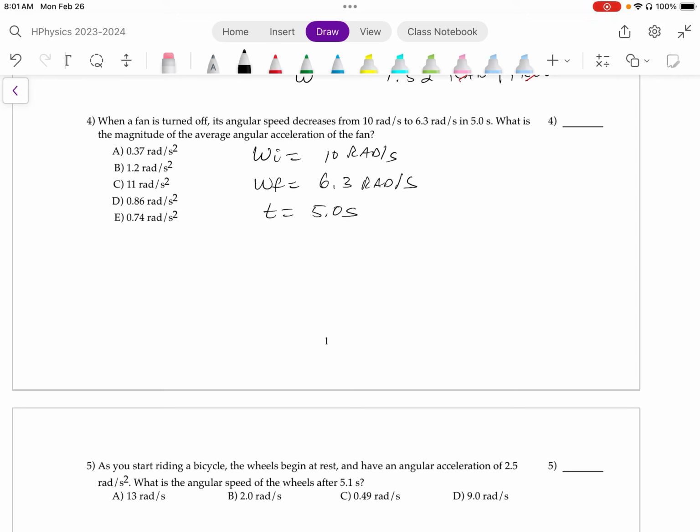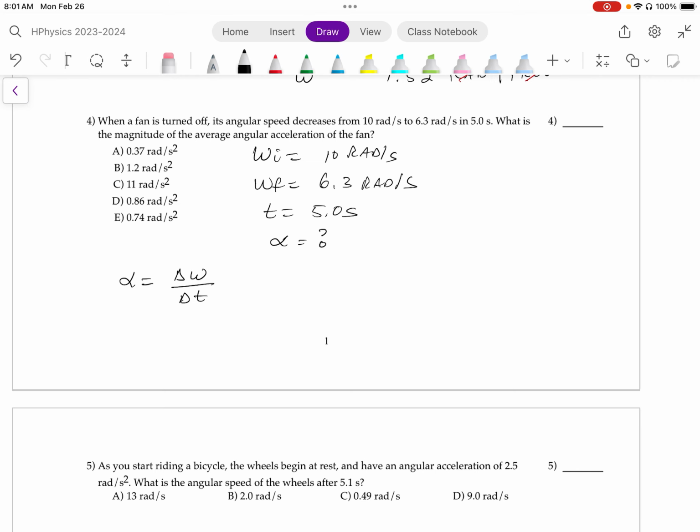Everything was given to us in 2 sig figs except for 10. 10 is 1 sig fig. And we were asked for the angular acceleration. 2 ways to think about how to solve this. The definition of angular acceleration is change in angular speed over change in time. We'll assume time initial is 0. So we can solve it that way.